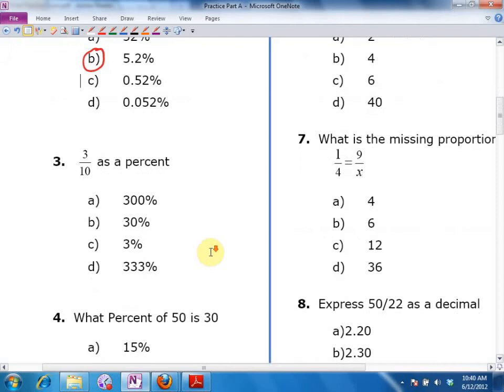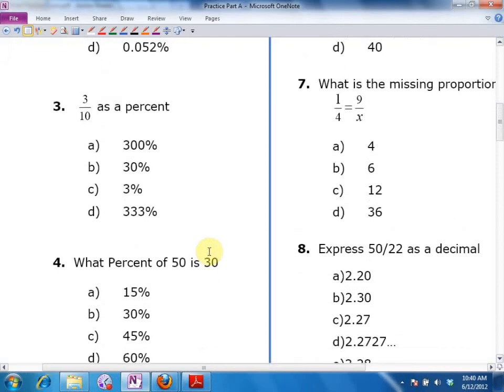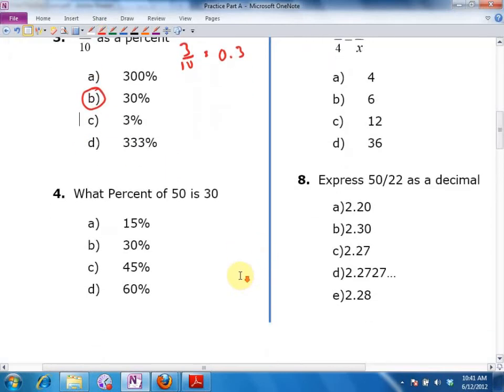Okay, number 3, 3/10 as a percent. Yes, Brennan? You do 3 divided by 10. That's right. You take the 3 divided by the 10, so 3/10 becomes 0.3. Then move the decimal over 2 places, and I get exactly 30%, not 33%. 3 divided by 10 is 0.3. Exactly. Okay? Good. Next one.